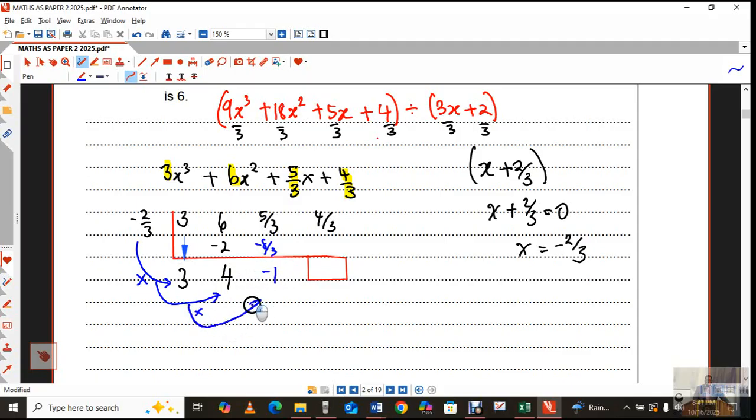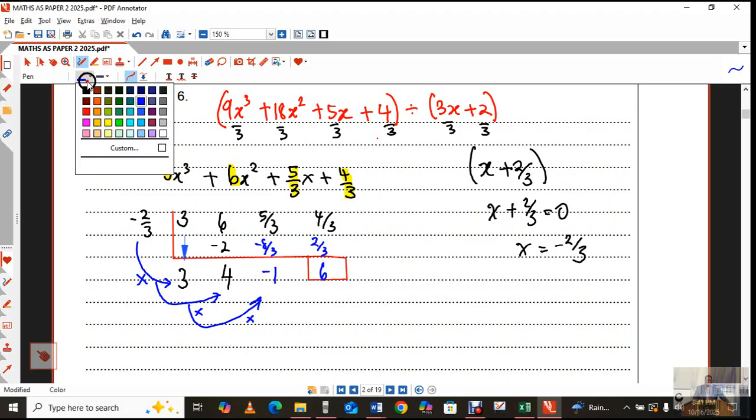Again, you multiply negative 2 over 3 times negative 1. Of course, that's just going to give you positive 2 over 3. Once you add this, you're going to get a remainder of 6. Now, where are we at? We're at the powers of x, the highest power is cubed. So now your answer is going to be 1 less.